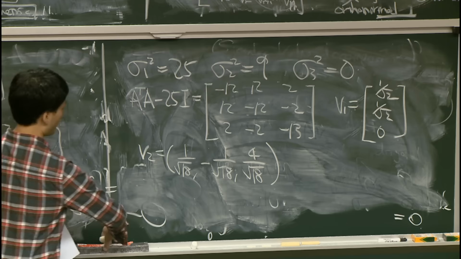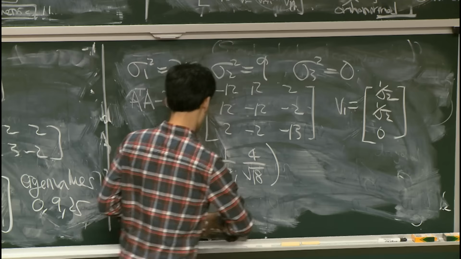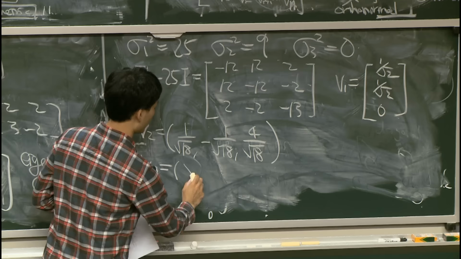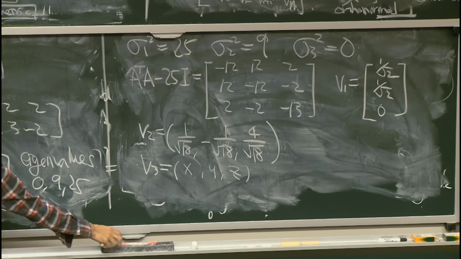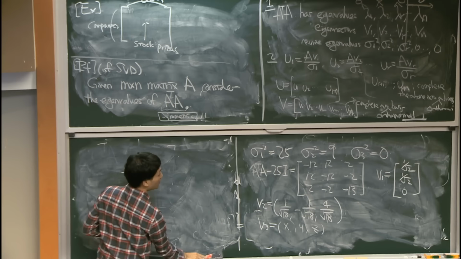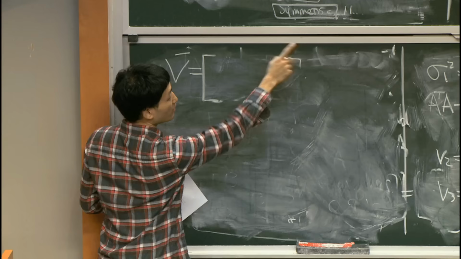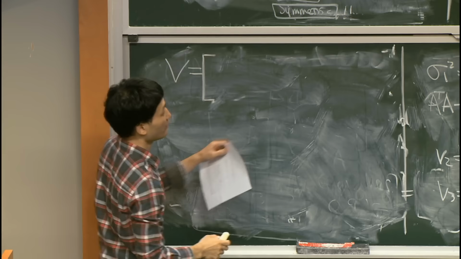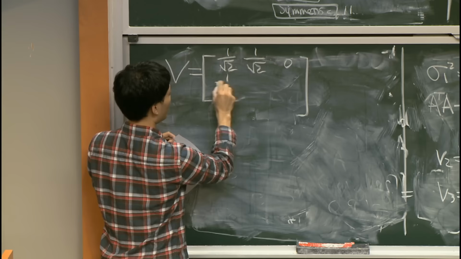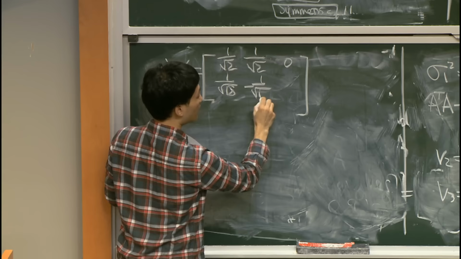Okay. Now then find V3 to be the one that annihilates this, but I'll just say it's x, y, z. This will not be important. I'll explain why it's not that important. Okay. Then our V, as written above, actually there it was transposed, so I will transpose it. It will be 1 over square root 2, 1 over square root 2, 0. V2 is that, so we can write 1 over square root 18, negative 1 over square root 18, 4 over square root 18. And here just write x1.